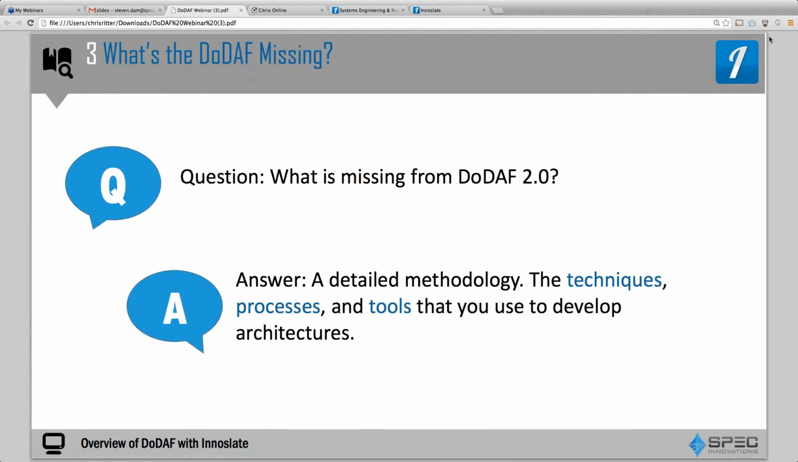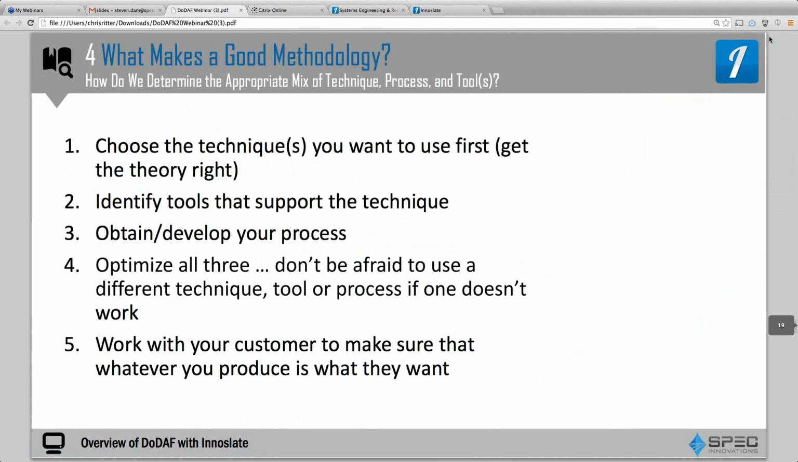But if you do it right, this actually makes it simpler, and I'll show you why. Okay, so a good methodology, first of all, choose the technique you want, first to get the theory right. Then identify the tool that supports that technique, or tools, as you maybe need a tool set to do everything you want to do to support that technique. And then obtain and develop your process. Okay, obtain, because very often most companies actually have detailed processes for doing things like this. So often you can just gather those and use them and tailor them to maybe a new technique or a new set of tools that you're using.